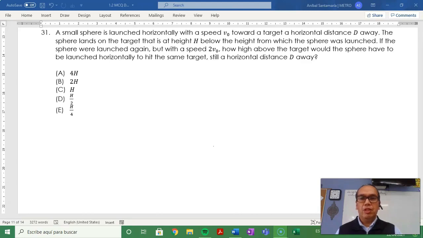31. A small sphere is launched horizontally with a speed v0 toward the target a horizontal distance d away. The sphere lands on the target that is at height h below the height from which the sphere was launched. If the sphere were launched again, but with a speed 2v0, how high above the target would the sphere have to be launched horizontally to hit the same target, still a horizontal distance d away?